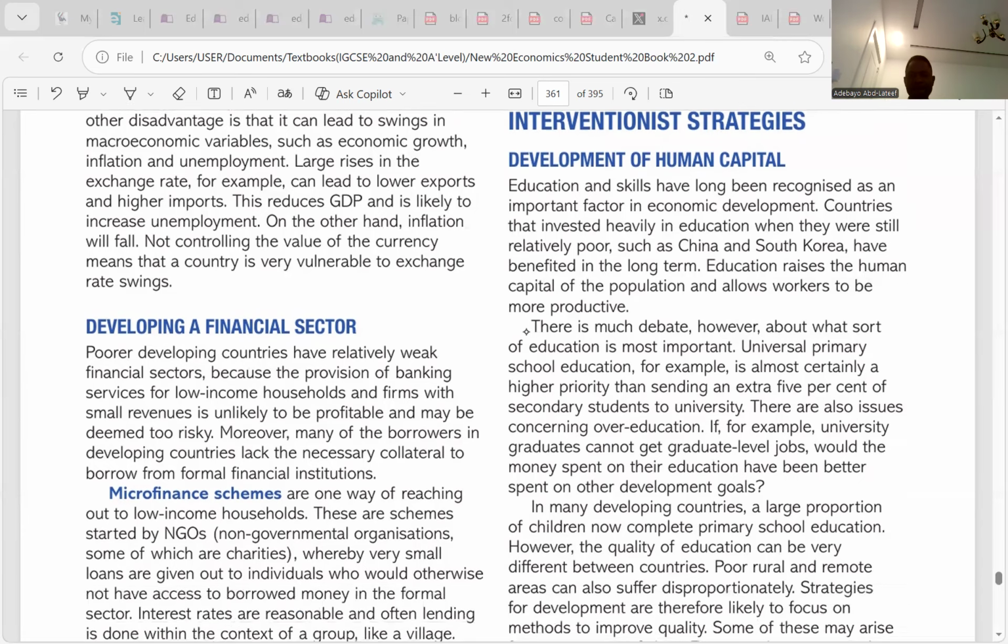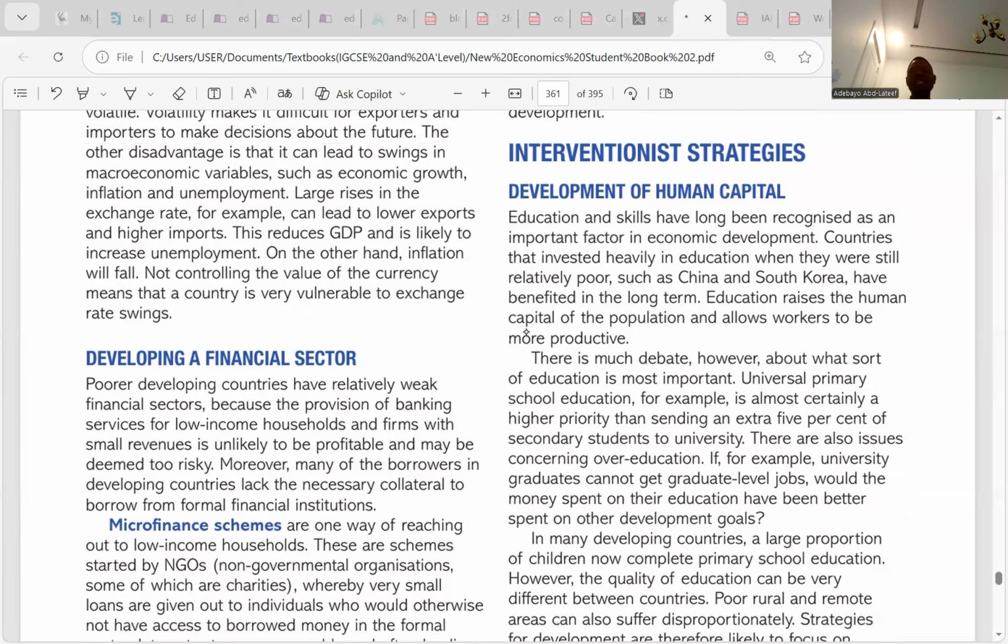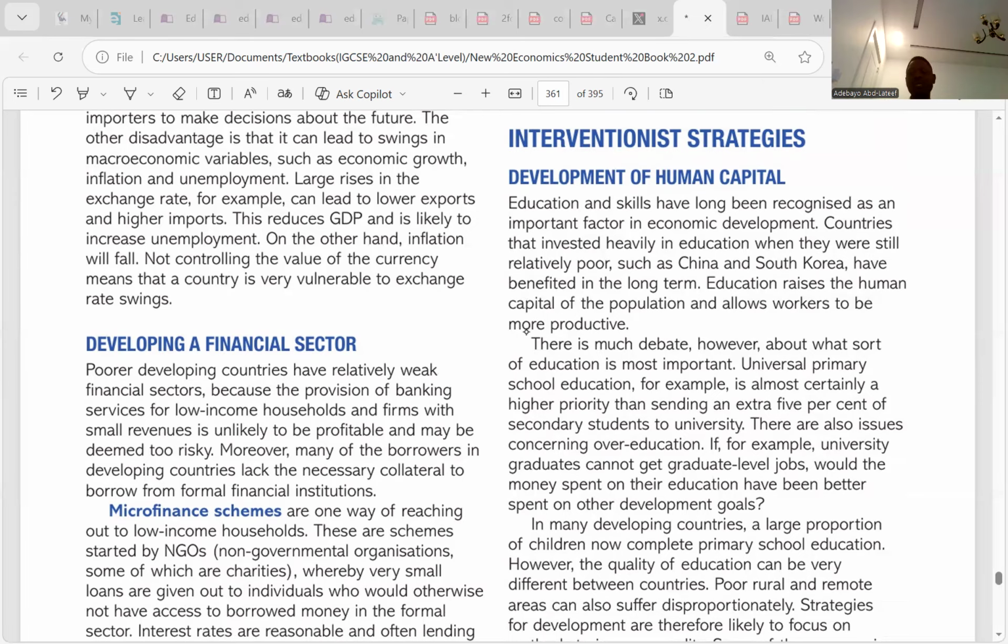Education and skills have long been recognized as an important factor in economic development. Countries that invested heavily in education when they were still relatively poor, such as China and South Korea, have benefited in the long term. Education raises the human capital of the population and allows workers to be more productive.